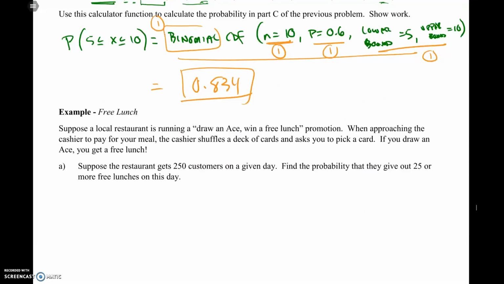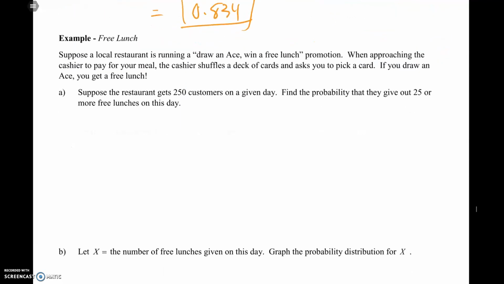Example, free lunch. Suppose a local restaurant is running a draw an ace and win a free lunch promotion. When approaching the cashier to pay for your meal, the cashier shuffles a deck of cards and asks you to pick a card. If you draw an ace, you get a free lunch. Suppose the restaurant gets 250 customers on a given day. Find the probability that they give out 25 or more free lunches.